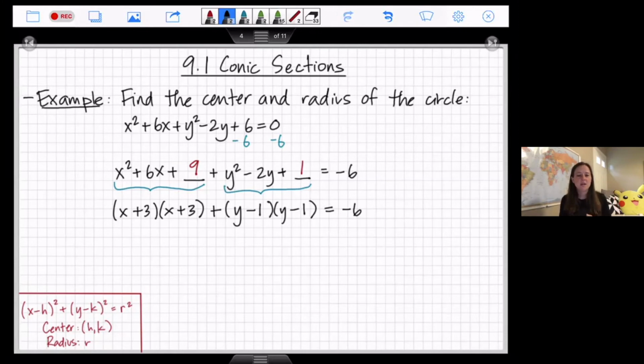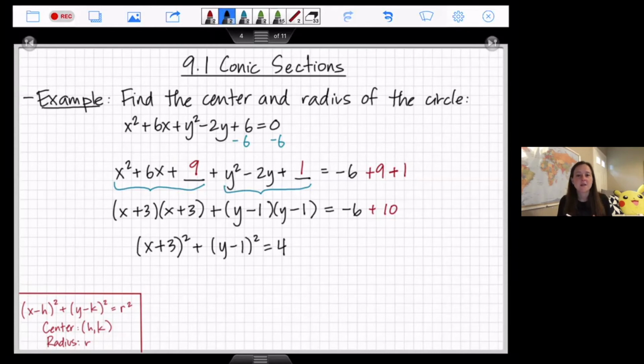All right, but I can't go around adding 9s and 1s just because I feel like it. Otherwise, I'd add a few 9s and 1s to my paycheck. All right, so up in the step where I did the magic number, I would have to add that 9 and the 1 over to the right side as well so that I don't change the equation. So let's make sure that we add 10 to that negative 6. All right, and then let's just rewrite this. So I've got x plus 3 squared plus y minus 1 squared, and then I've got 4 on the right.